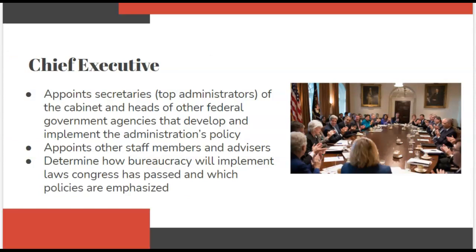All right, more roles of the president. The president is also seen as the chief executive. They appoint all the secretaries or top administrators of the cabinet and heads of other federal government agencies that develop and implement the administration's policy. The president also appoints other staff members and advisors, and they determine how the bureaucracy will implement laws Congress has passed and which policies are emphasized. This has everything to do with how laws are being enforced, and there is a lot of flexibility and freedom and insulation that all of these bureaucratic agencies have after they're given directives through bills that Congress passes.